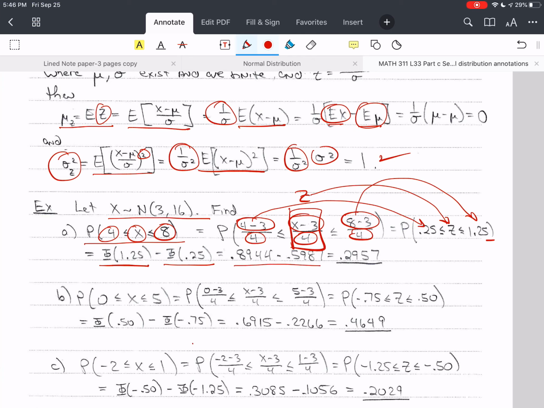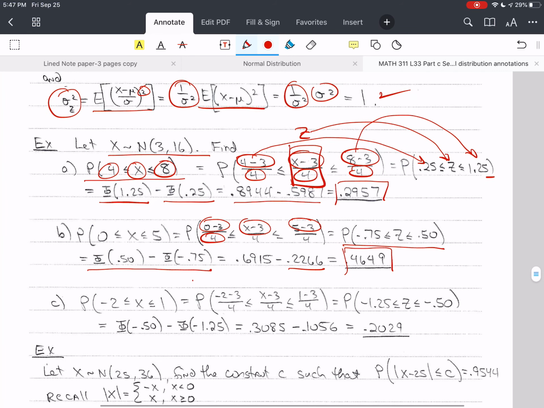I look those up in the table and I get this value. Please do that. Then I've got the probability that X is between 0 and 5. Again, I subtract the mean from all 3 and divide by the standard deviation. I end up with phi of 0.5 minus phi of negative 0.75. I have to look in the 5b table for this one, and I get this. So verify that you know how to get these and that you can do this.